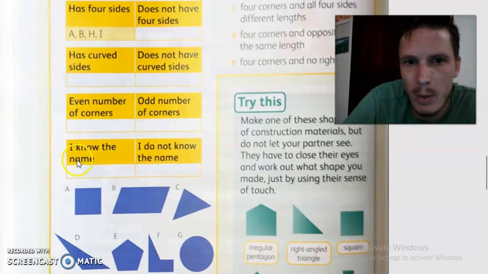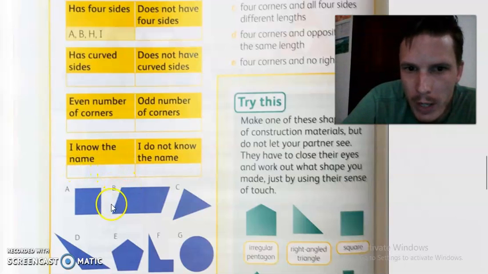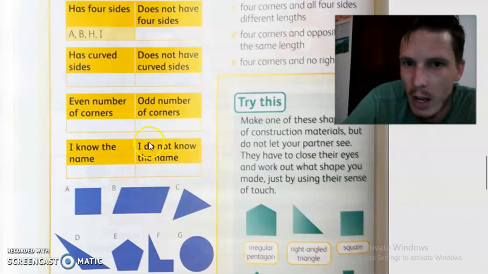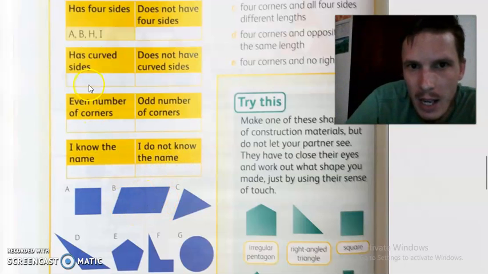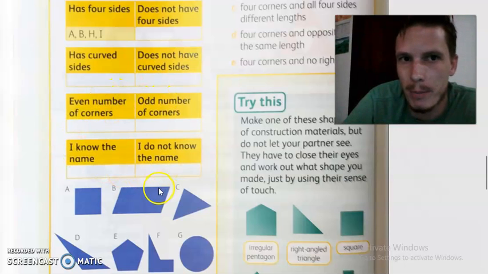And the last table is shapes that you know the name of. So maybe you know the name of shape A, so you can write it in this column here, but maybe you don't know the name of shape B, so you can put shape B in this column here. I do not know the name. Okay, so you need to divide these shapes into 4 different tables with 2 headings on each table.